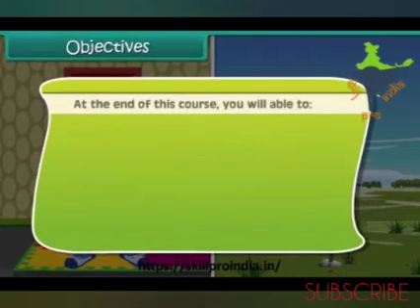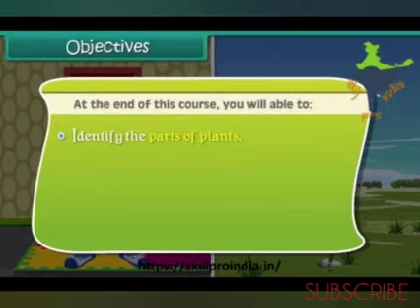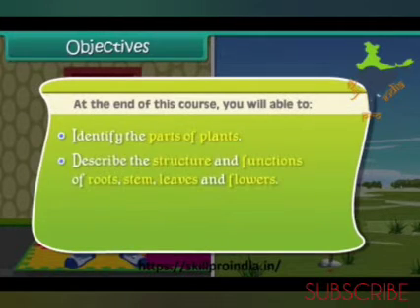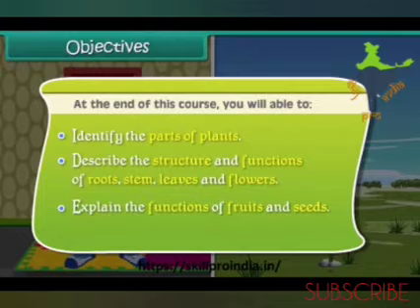Objectives. At the end of this course, you will be able to identify the parts of plants, describe the structure and functions of roots, stem, leaves and flowers, and explain the functions of fruits and seeds.